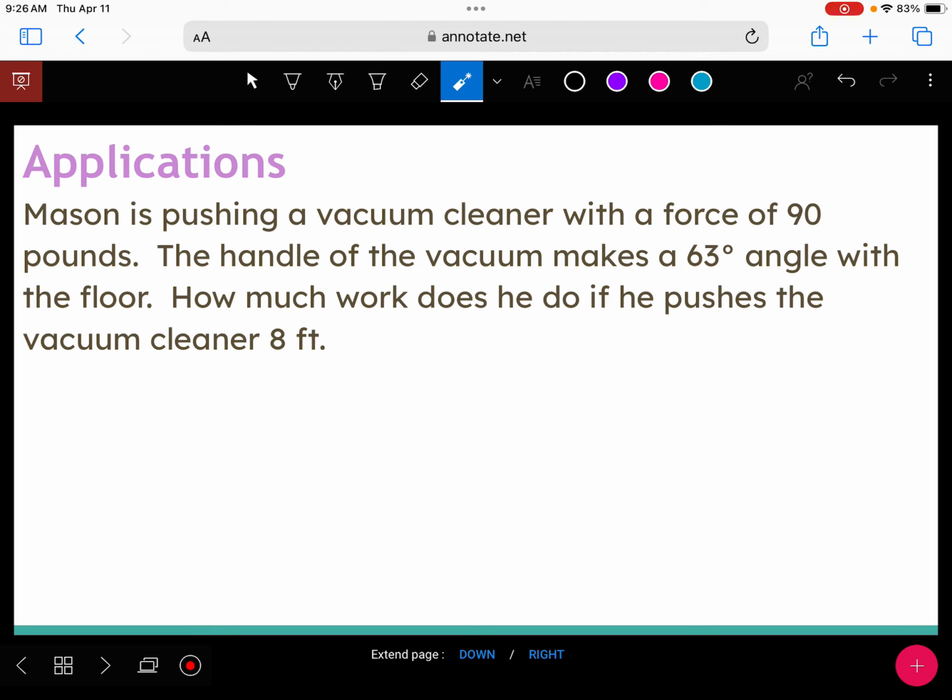So we're going to start with Mason, pushing a vacuum cleaner with a force of 90 pounds. The handle makes a 63-degree angle with the floor, and we want to know how much work he does to push the vacuum cleaner 8 feet. Because this is what we think when we clean anything, not good.